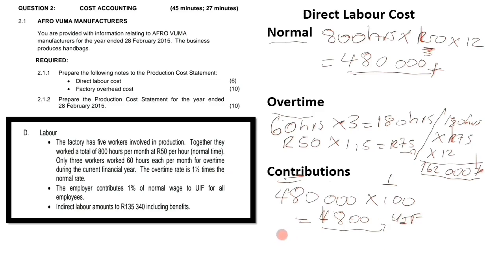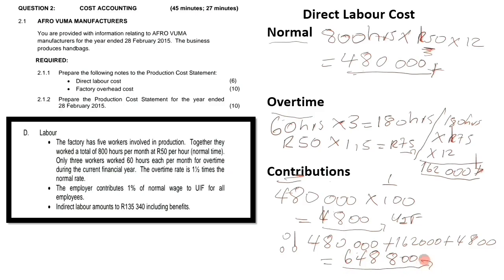Now our total direct labor cost is going to be our normal rate of 480,000, and then you add your overtime of 162,000, and then you add your contribution of 4,800. So our total direct labor cost will amount to 648,800. So these employees will be paid 648,800.